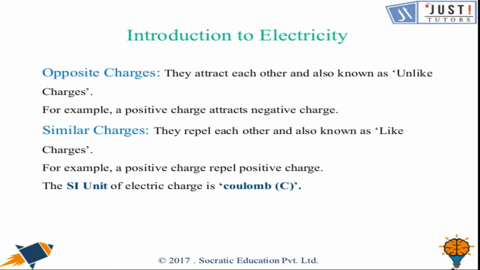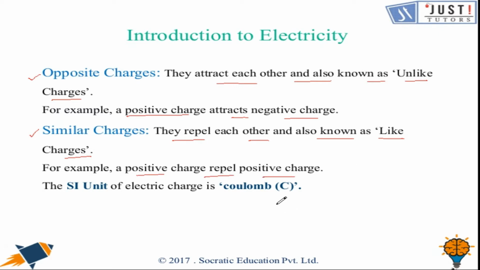Let's discuss charge. Opposite charges attract each other and are also known as unlike charges. As you may remember from magnetism, two different or opposite poles attract each other and similar poles repel each other. The same happens with charges. For example, a positive charge attracts a negative charge. Now come to similar charges. They repel each other and are also known as like charges. For example, a positive charge repels a positive charge and a negative charge repels a negative charge.